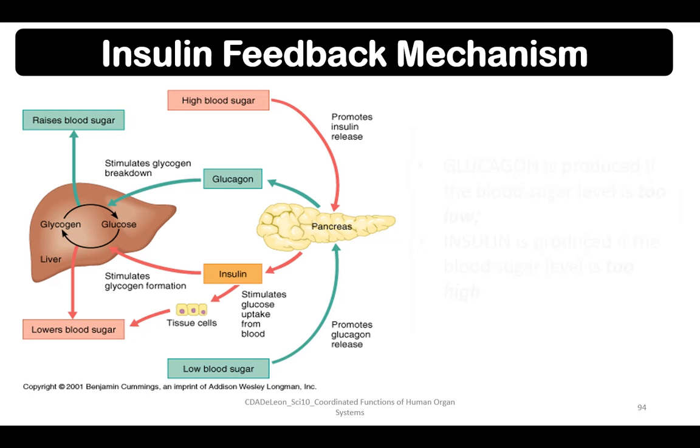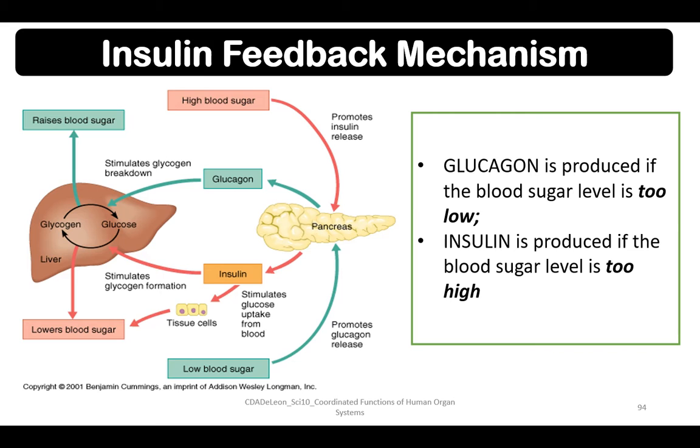The insulin feedback mechanism, where it is something to do with the liver and the pancreas. So glucagon is produced if blood sugar level is too low, while insulin is produced if the blood sugar level is too high.